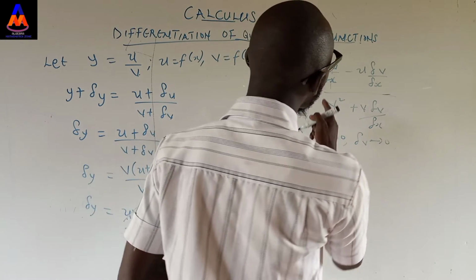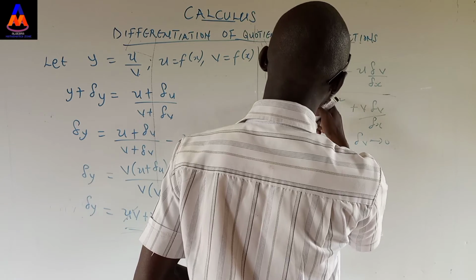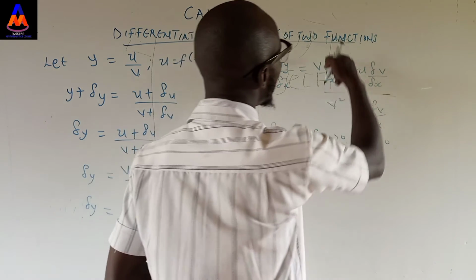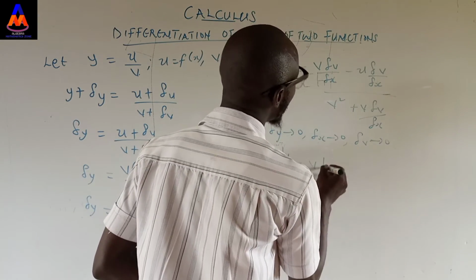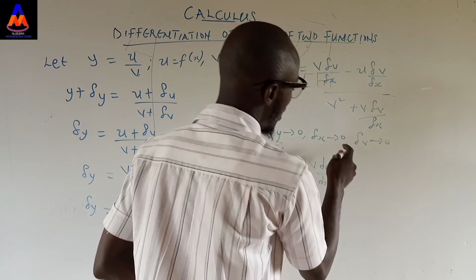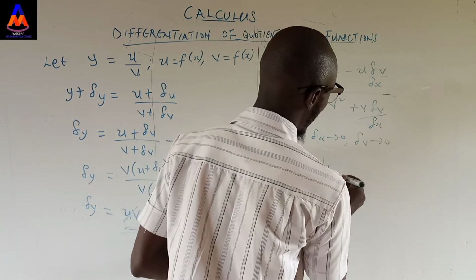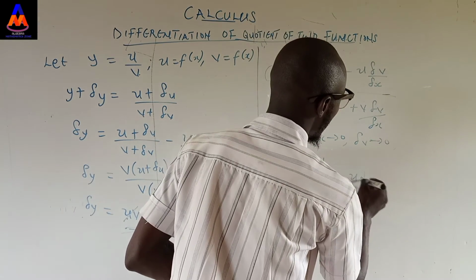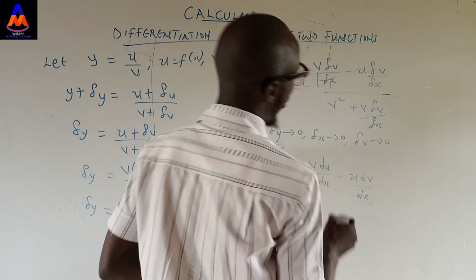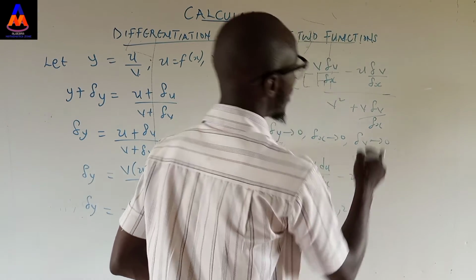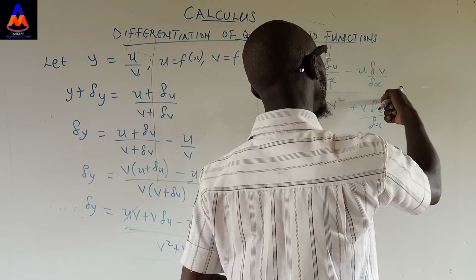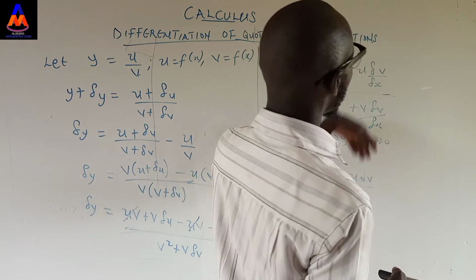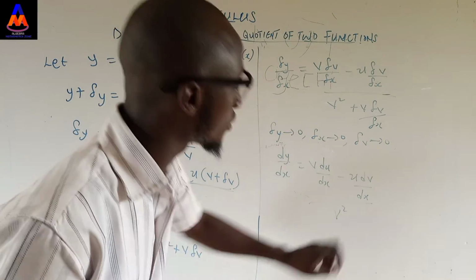If change in y goes to 0, then we have dy/dx. This one is going to be v du/dx, where u depends on x, that is the total derivative, minus u dv/dx, all over v squared. Because the v change in v term, with change in v depending on change in x, will be 0, and that gives us only v squared here.